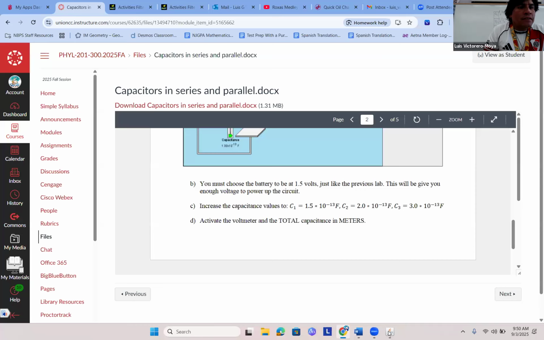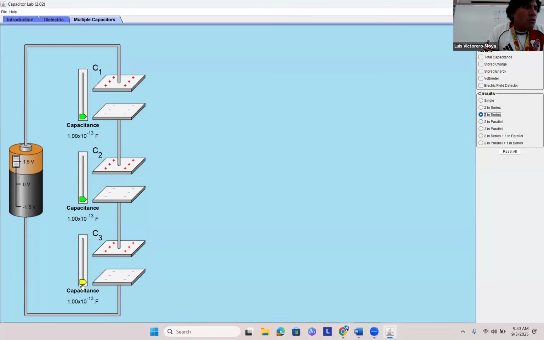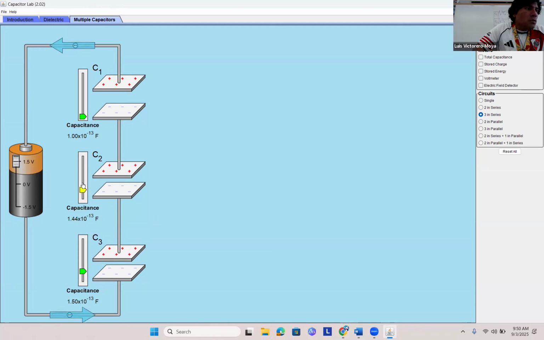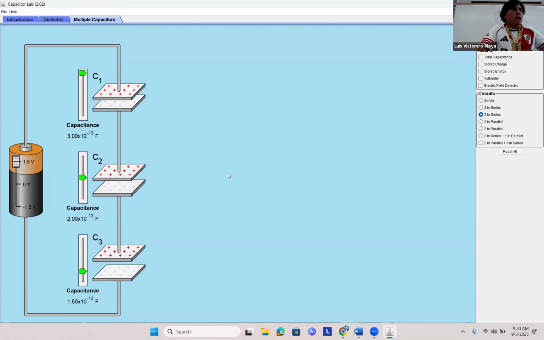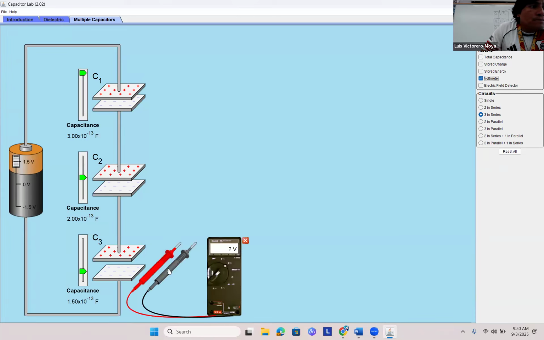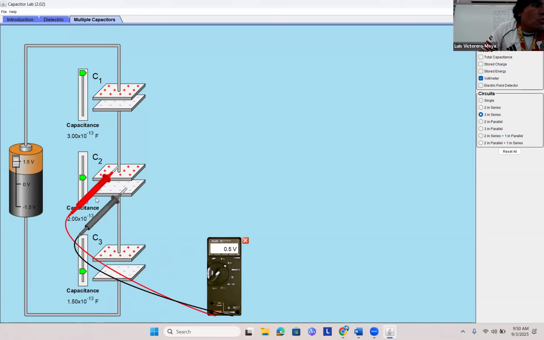One 1.5. So yeah, the values are very small: 1.5, 2, and 3. It's going to be, oh, there it is. 2. Oh, there it is. And 3. Oh, there it is. Then you're going to grab the voltmeter and just measure the voltage. Voltage 3, voltage 2, voltage 1.